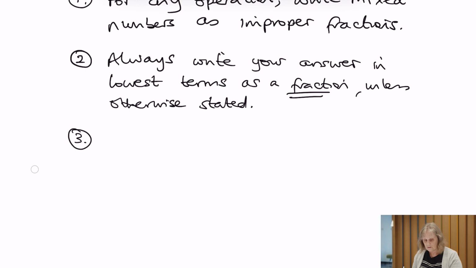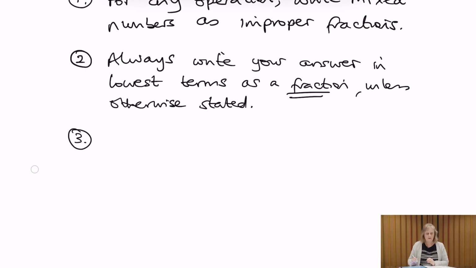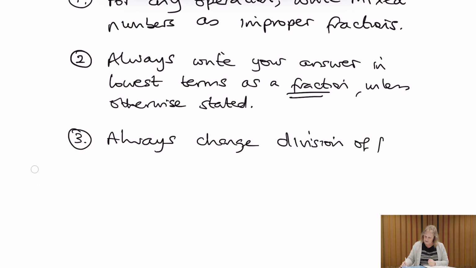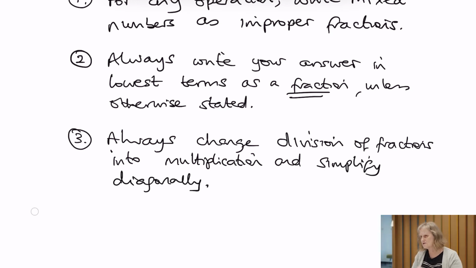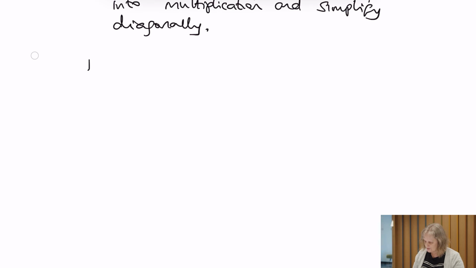The third takeaway is that when you're dividing fractions, you have to change it into a multiplication and simplify diagonally, to do it as quickly as you can. So always change division of fractions into multiplication and simplify diagonally. Sometimes you might see the terminology of cancel diagonally. I prefer to use simplify, but you may see that. And there are a few questions for you to try.